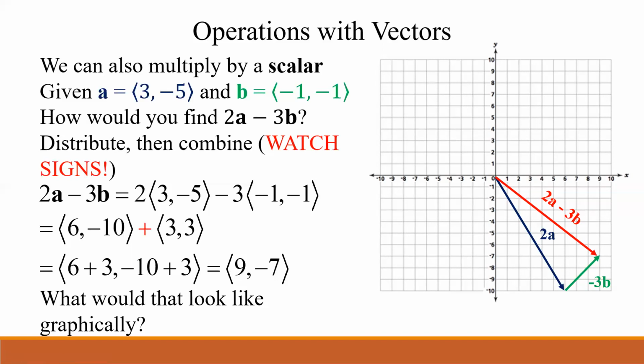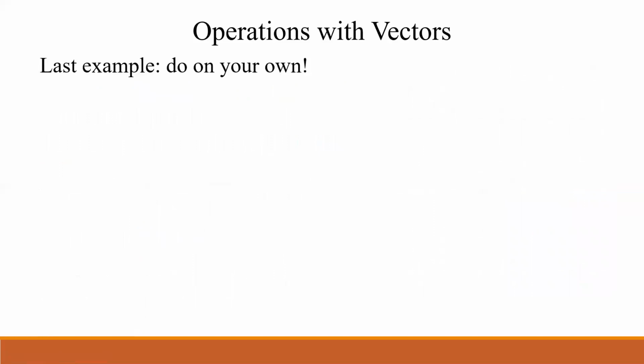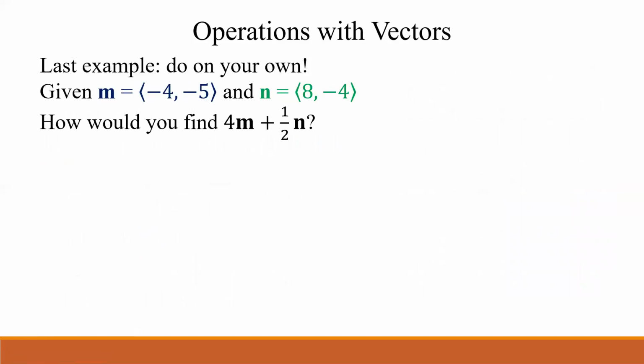So that's your operations with a scalar also. So again, it's pretty common sense. Distribute if you have a scalar, and then just combine the x's and combine the y's, watching your signs all along. Okay? Let's do one on your own. So again, here is your vectors and an n. Pause the video one last time and find what 4m plus 1/2 n would be. And we'll go through the answer in just 1 second.